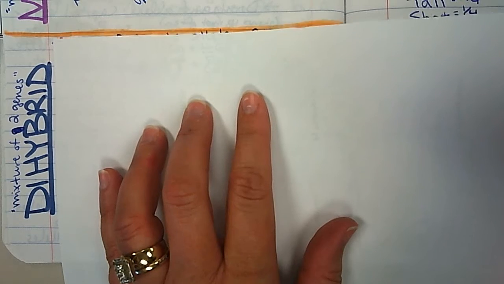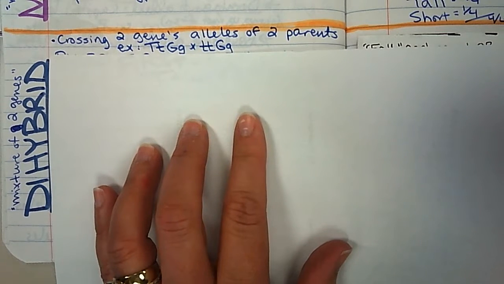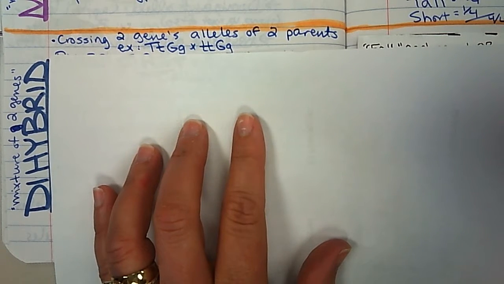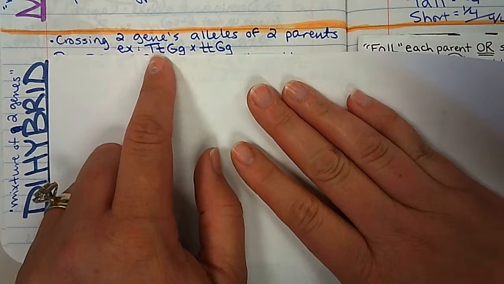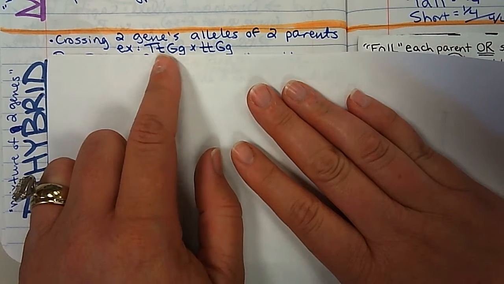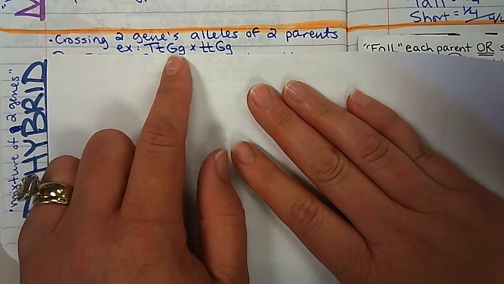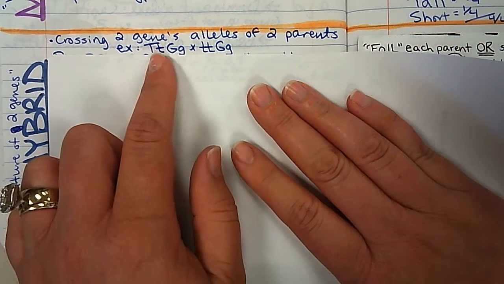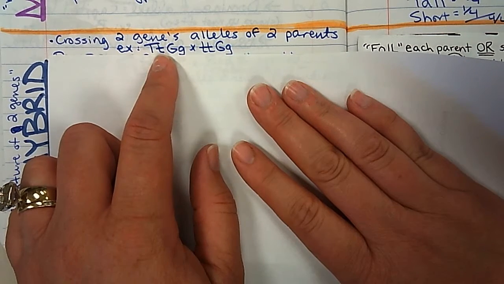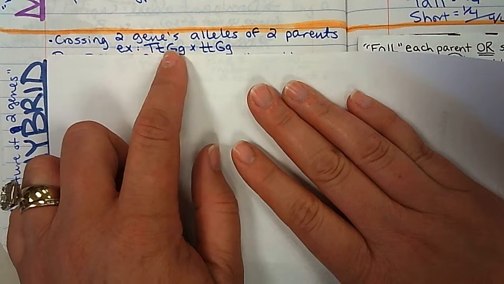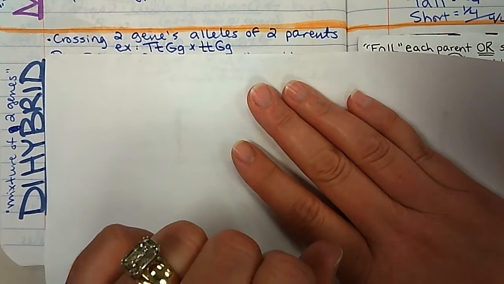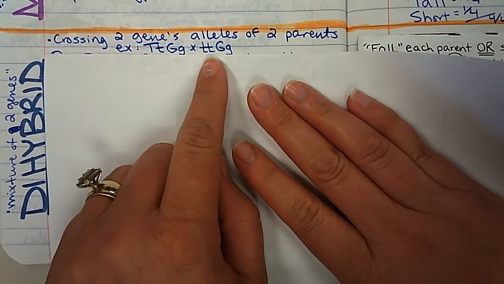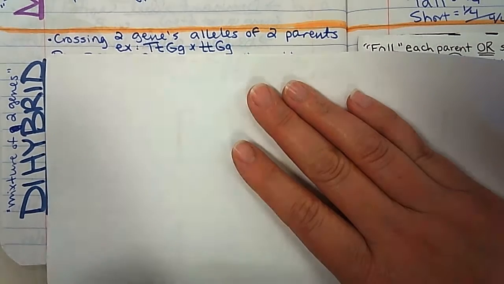Okay, so what we're doing here is we are crossing two genes' alleles of two parents. So, for instance, in our examples, we're going to be looking at plant height and pod color, so the pods that hold the seeds. And so this parent is heterozygous for plant height, but it's still tall. And this parent is also green, but it's heterozygous green because green is our dominant allele. And it's going to be crossed with a short green plant.